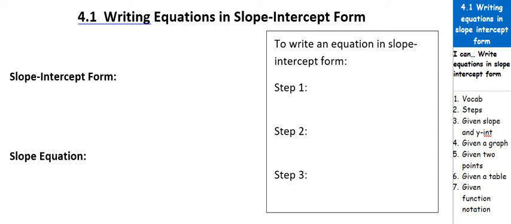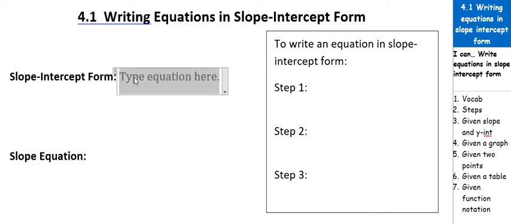Here is video 4.1, and our goal today is to be able to write equations in slope-intercept form. The last section that we talked about was where we took an equation that's already in slope-intercept form, we identified the slope and the intercept, and then we graphed them. This is going to be a little bit different. We're still using the same equation.